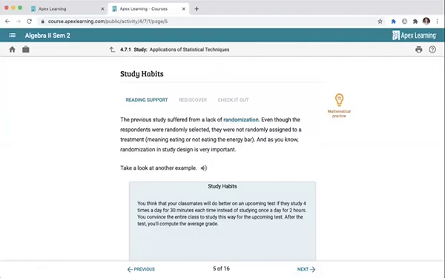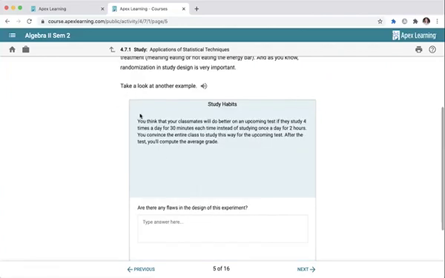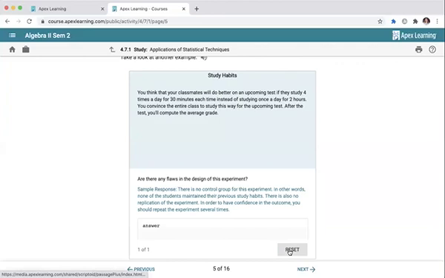All right. Another one, of course, so this one, of course, you could just say suffered from a lack of randomization. Okay. So if we look at this one here, you think your classmates will do better on an upcoming test if they study 4 times a day for 30 minutes each time instead of studying once a day for 2 hours. Okay. You convince the entire class to study this way for the upcoming test. Okay. After the test, you compute the average scores. Is there any design flaws? And the answer is, of course there is, right?